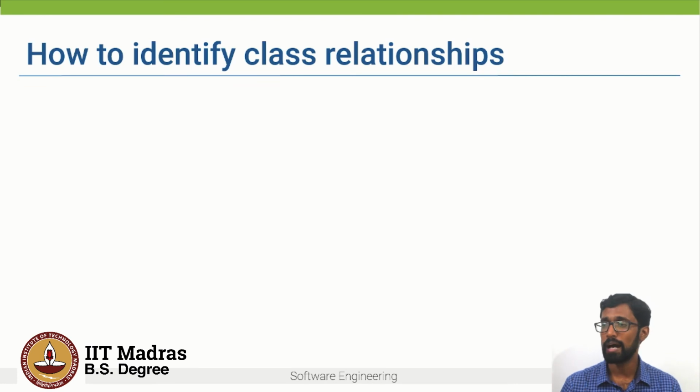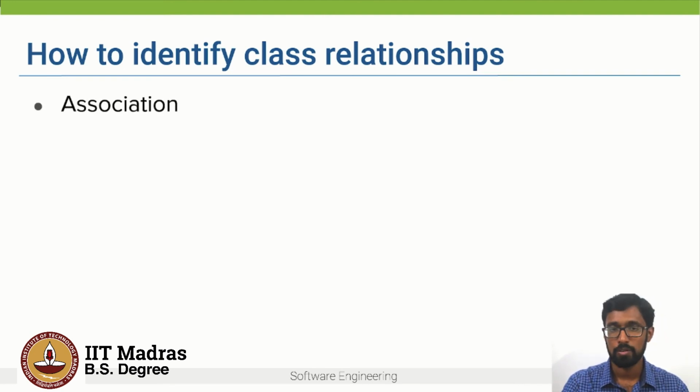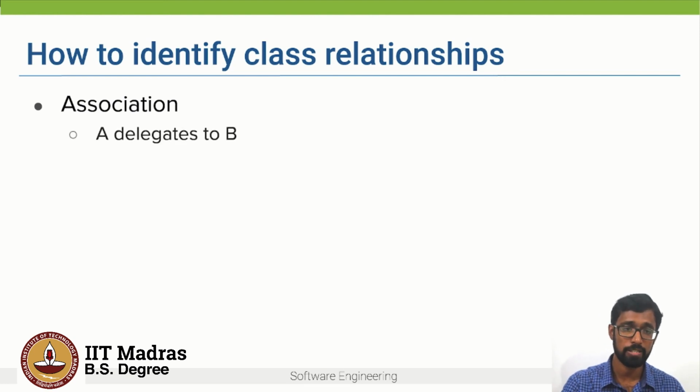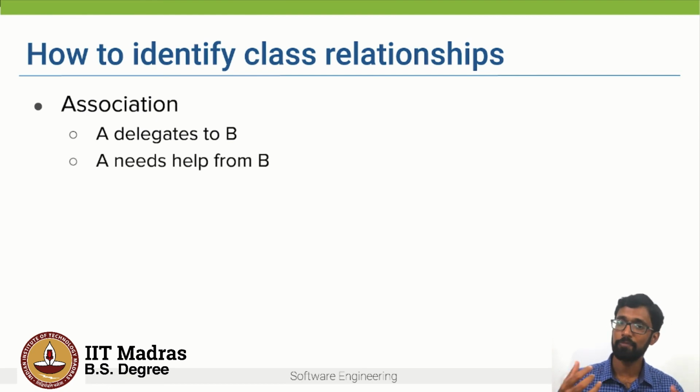So let's say you have these different classes and you want to start identifying relationships between the different parts. How do you do that? How do you identify class relationships? For each type of relationship, there are ways in which you can decide which type of relationship the classes have. For an association, it means that A delegates something to B or A needs help from B. Then we know that A and B can be related to each other using an association.